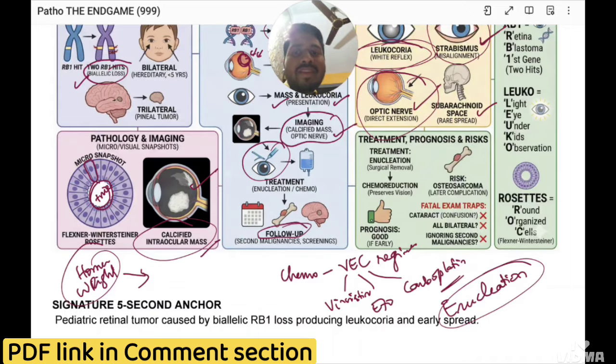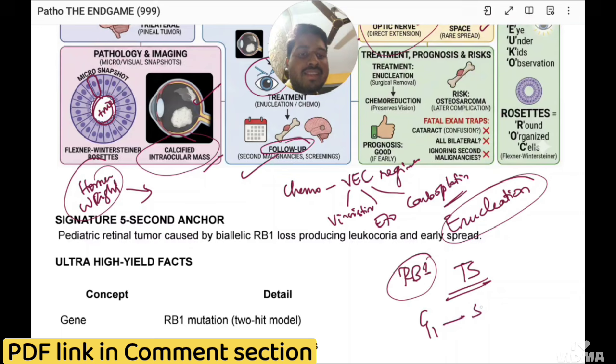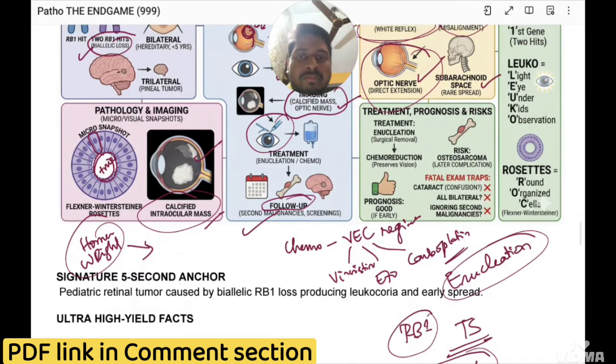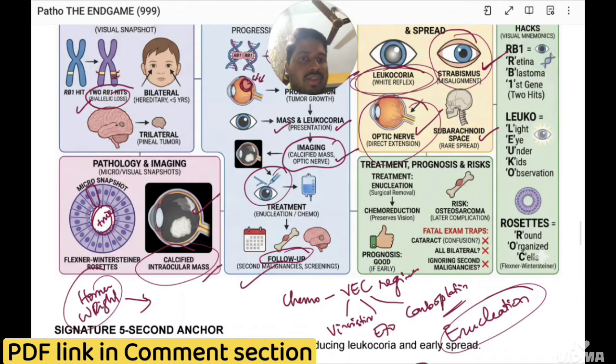Now follow-up is required for secondary malignancy, because I told you already that RB1, the retinoblastoma 1 gene, is a tumor suppressor gene. So when tumor suppression is affected, I told you it is between G1 to S phase of the cell cycle. We already discussed it 1-2 hours prior. That means once this is affected, many other cells can also undergo transformation, right? So the most common out of them is osteosarcoma. So remember, osteosarcoma is the other malignancy which can be related to RB1 mutation.